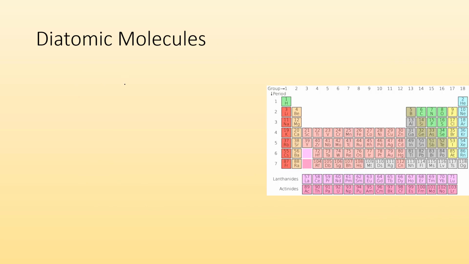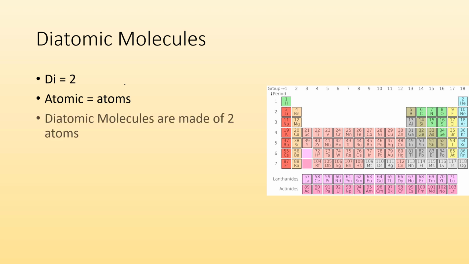So what's meant by diatomic molecules? Well, let's break it down. Di means two, and atomic means atoms. So if we're talking about diatomic molecules, we're talking about molecules that are made of two atoms.